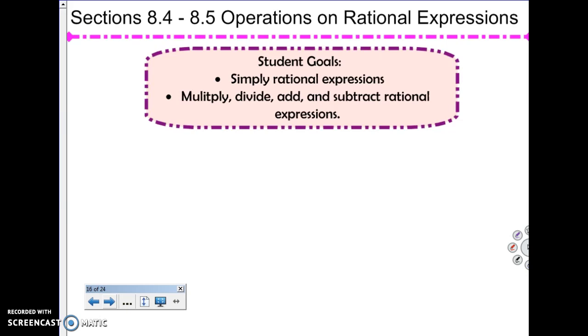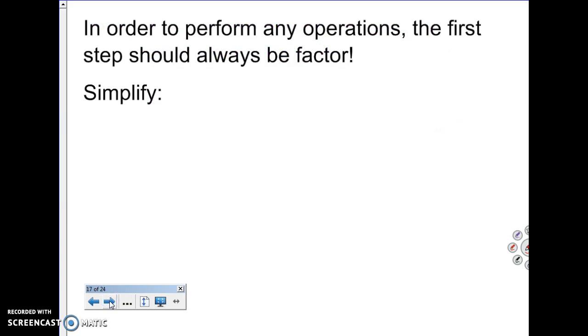Hopefully we can build on those skills because you know how to do these operations with fractions, and just think about it in terms of that. And let's get started. So if you are given an example where you need to simplify, multiply, divide, the first step should always be to factor, because you want to get out those common factors, and so you have something that's a little bit easier to deal with.